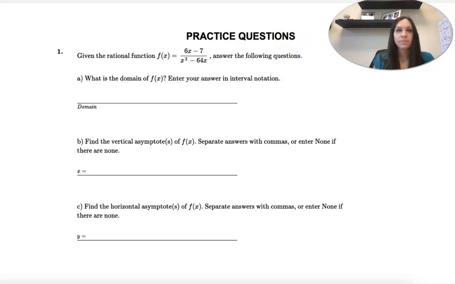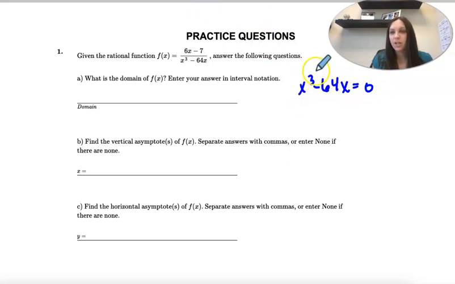So we're given a rational function. We have f of x equals 6x minus 7 divided by x cubed minus 64x. We want to find the domain, vertical, and horizontal asymptotes. So for the domain and vertical asymptotes, we take the denominator, set it equal to 0, and we solve.